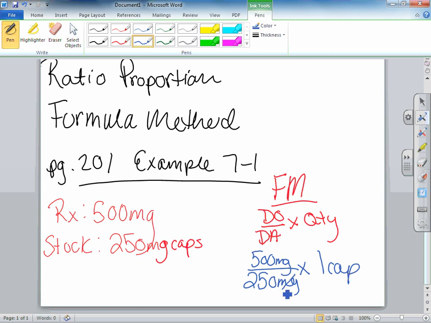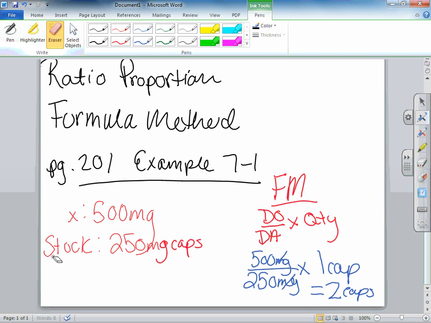So my milligrams cross out. Same method. You're just dividing 500 by 250 and you get what? 2 caps. Because that's the unit that's left over. Always give your answer with the units. Never leave your answer without the units. Your answer will be wrong. All right. So those are the 2 methods that I want you guys to know. The ratio proportion method and the what? Formula method.